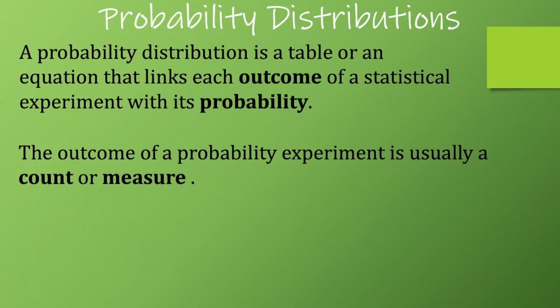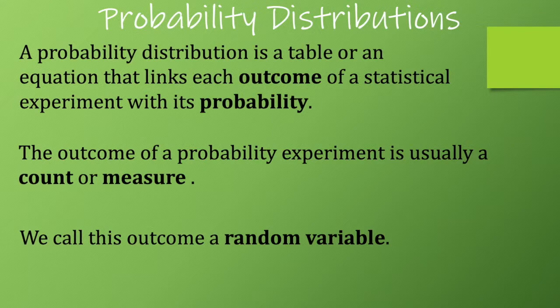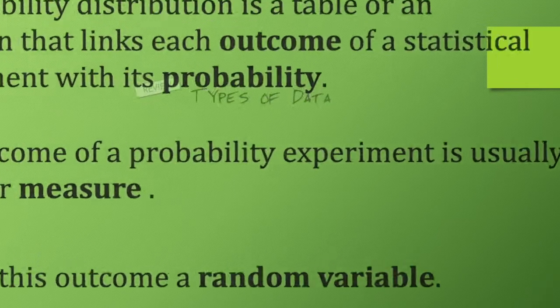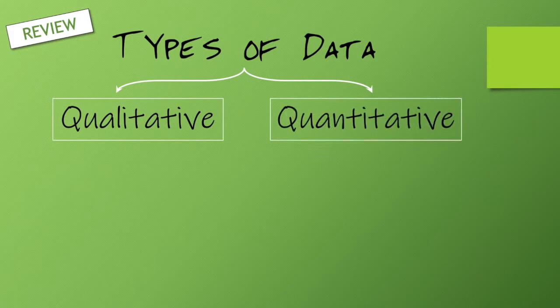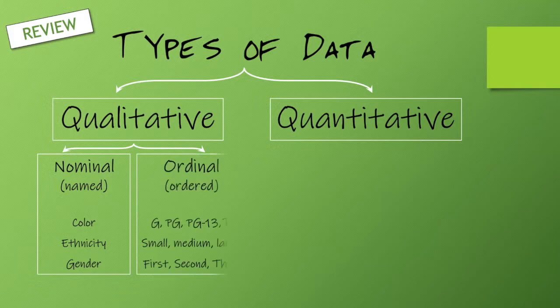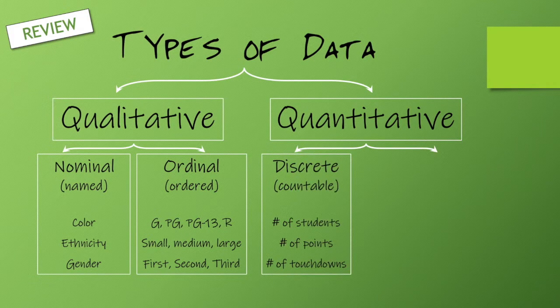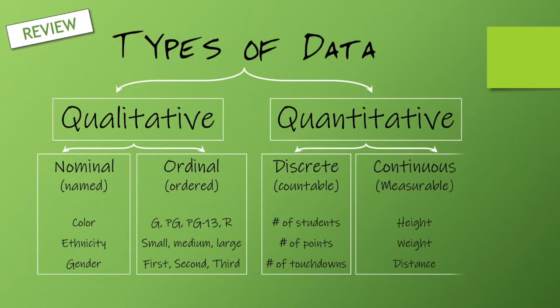Now, the outcome of a probability experiment is usually a count or a measure, and we call this outcome a random variable. Quick review. Remember when we talked about types of data? There's two main groups, qualitative and quantitative. Qualitative can be split into nominal or named, and ordinal or ordered. Quantitative data can be split into two main groups also, discrete, which is countable, and continuous, which is measurable.